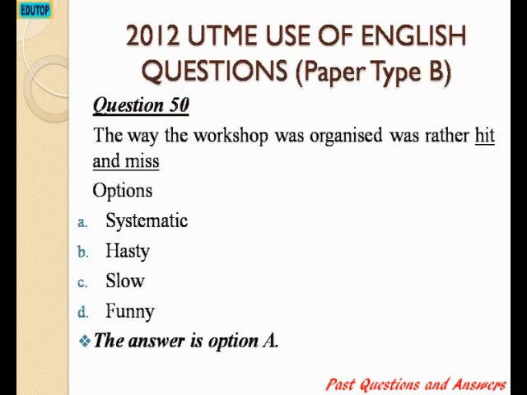Question 50. The way the workshop was organized was rather hit and miss. Hit and miss is the underlined expression. Hit and miss means not done in a careful or planned way and therefore not likely to be successful. So the answers, we have option A to D. A, systematic, B, hasty, C, slow, and D, funny. So the answer is systematic because we have hit and miss as something that is done in a careful manner.